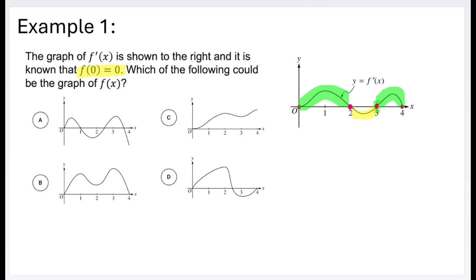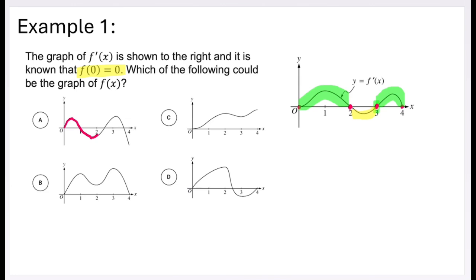So the graph has a positive slope from 0 to 2. If I look at the first one, it has a positive slope right here, and then it turns negative, and then it turns back positive. So this one has a lot of different increasing and decreasing parts between 0 and 2. And we know that our graph should only be increasing from 0 to 2, because that's where the first derivative is positive.